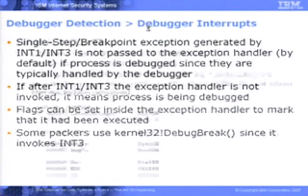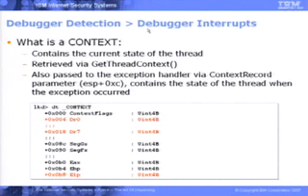Before continuing, what is a context? Basically, a context contains the current state of the thread. It can be retrieved by GetThreadContext, but it is also passed to the exception handler via the context record parameter, and it contains the state of the thread when the exception occurred. Some packers use the context record passed in the exception handler, for example, checking the debug registers and manipulating the EIP when the exception handler returns.